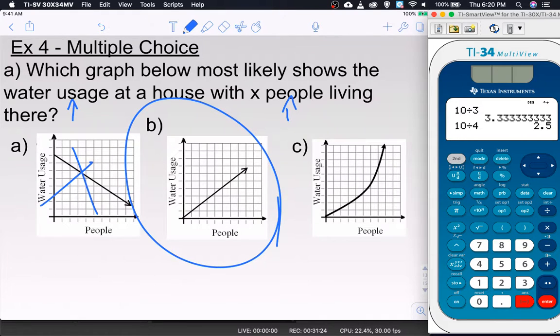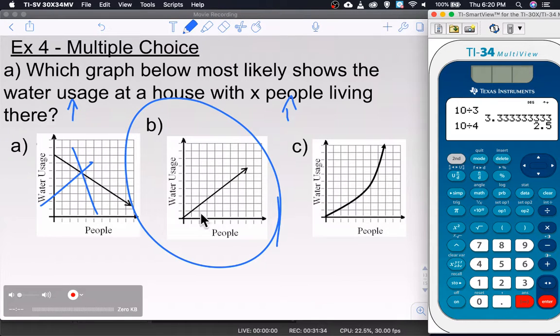Yes, some people use more than others. We're not talking about the what ifs. Oh, what if I have a cousin who takes a shower for 45 minutes? Well, we're not talking about that. We're talking about, in general, each person uses the same amount of water.